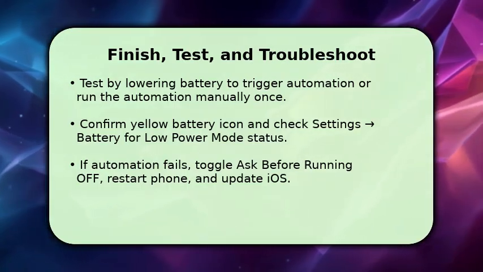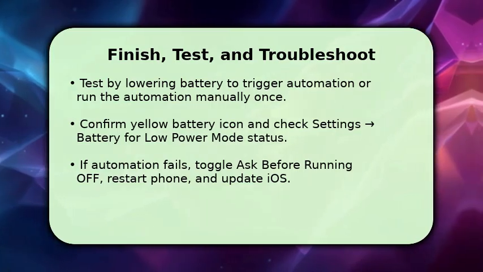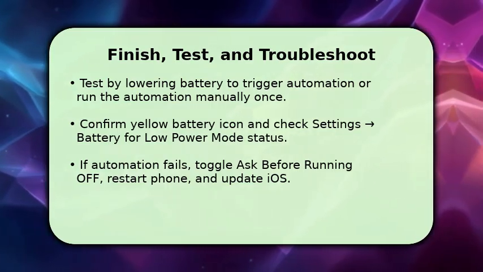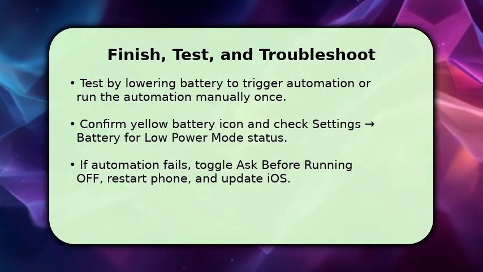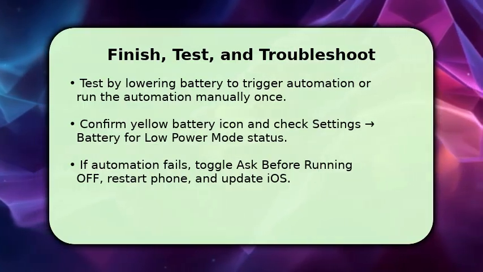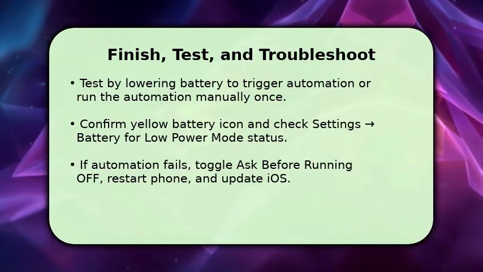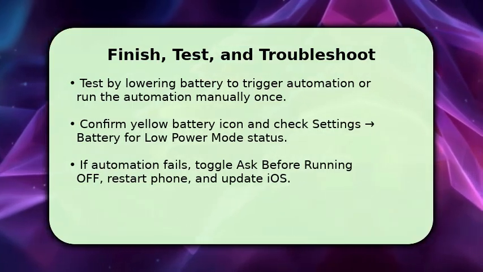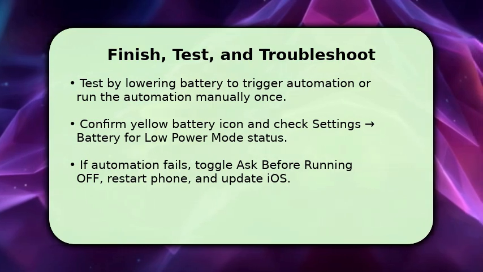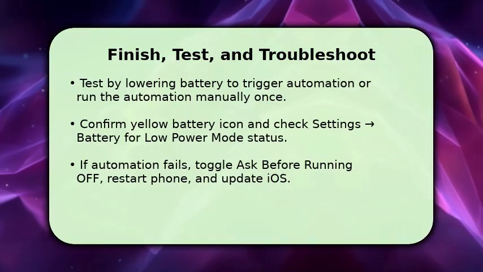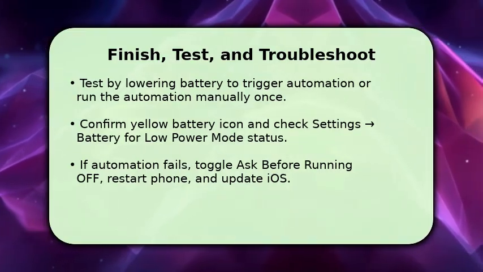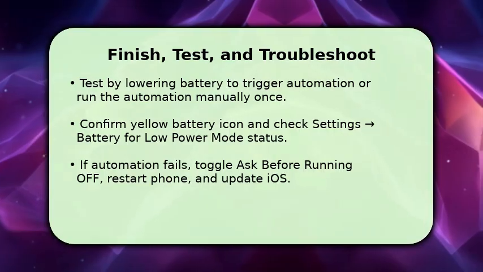Once Low Power Mode is active, check Settings, Battery to confirm the status. If the automation doesn't run, make sure Ask before running is turned off in the automation. Then restart your iPhone and verify iOS is current. This resolves most failures. If problems persist, recreate the automation and double-check battery thresholds and action assignments to ensure accurate behavior.